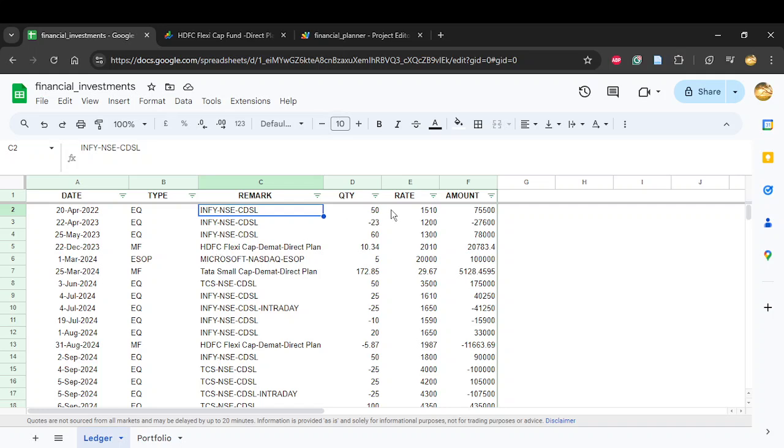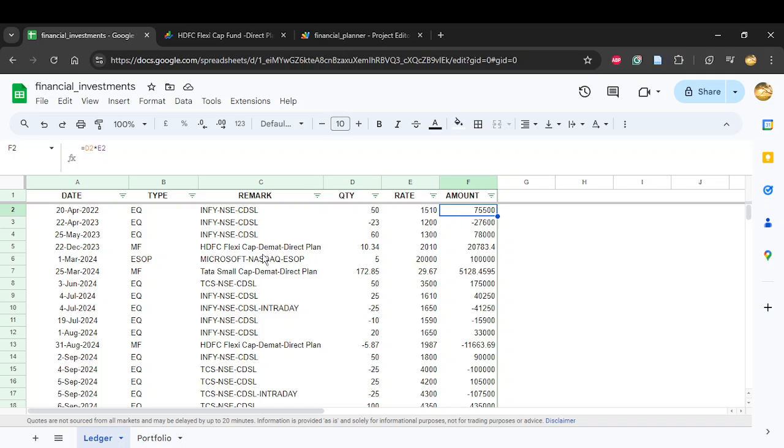So here the quantity, we have to maintain it as a positive quantity if it's a buy order. If it's a sell order, then we have to add a negative sign before that. So it's a negative quantity. The quantity is getting deducted from our account. Similarly, the rate is something arbitrarily taken. It is not a real value for the stock at this date. And similarly, the amount is also just the product of the quantity and the rate.